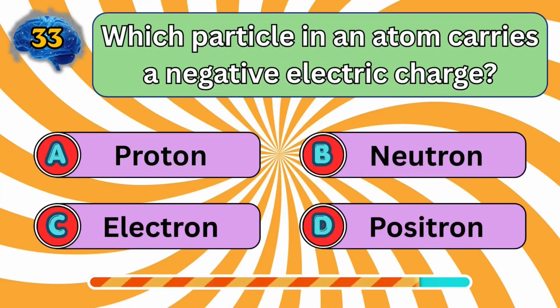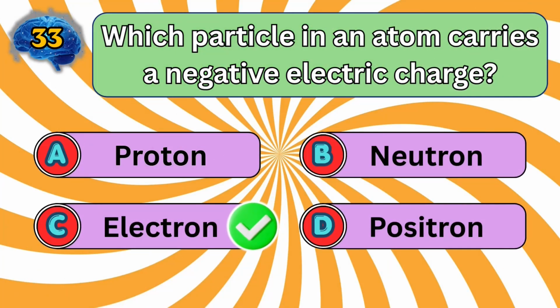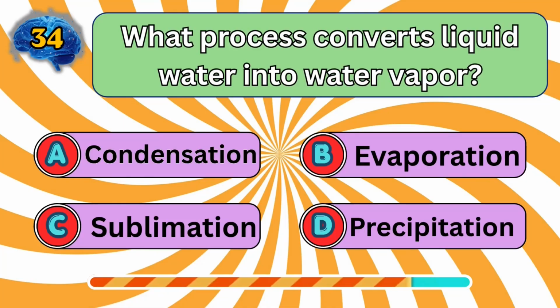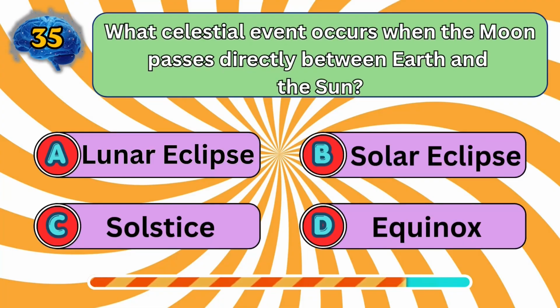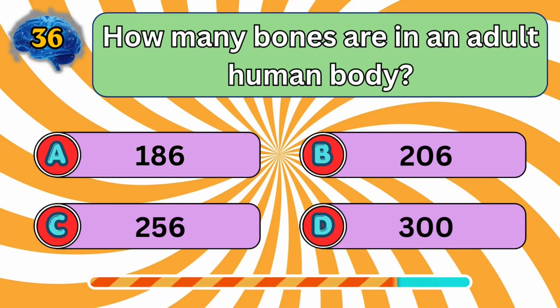Which particle in an atom carries a negative electric charge? Electron. What process converts liquid water into water vapor? Evaporation. What celestial event occurs when the moon passes directly between Earth and the sun? Solar eclipse. How many bones are in an adult human body? 206.